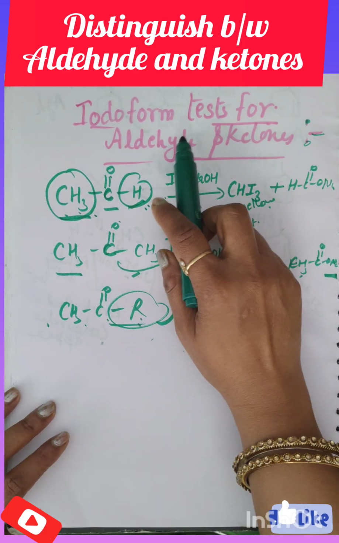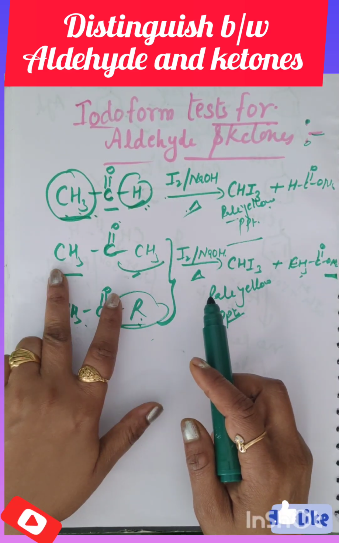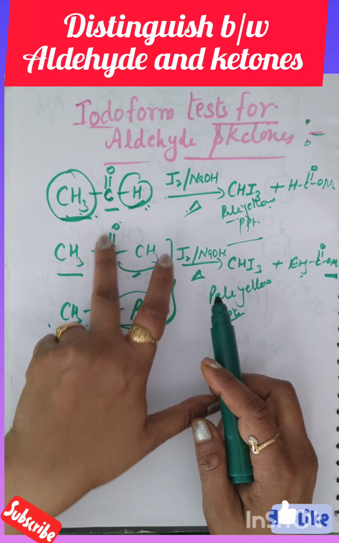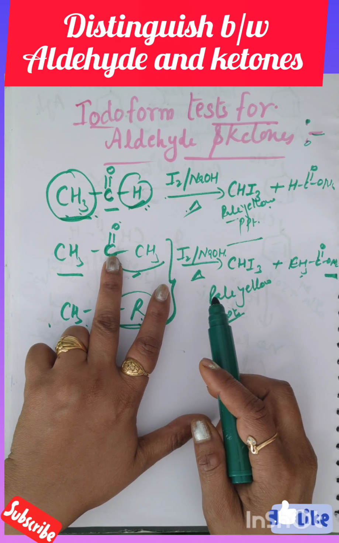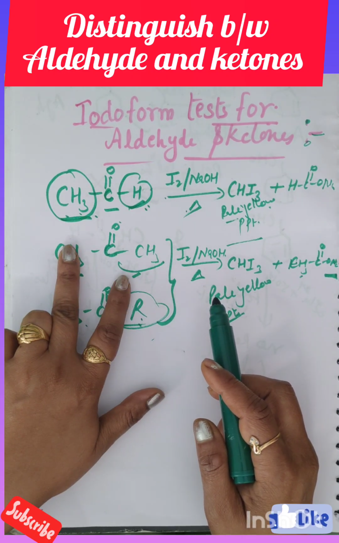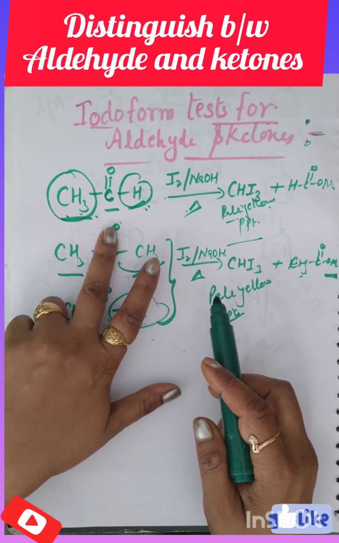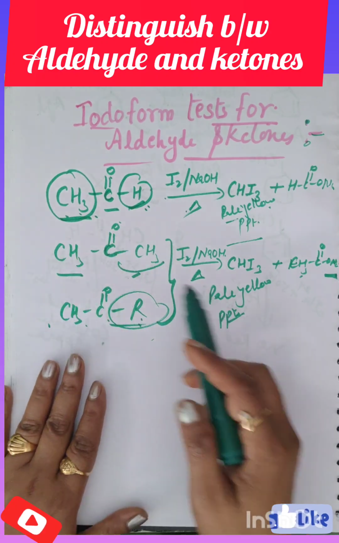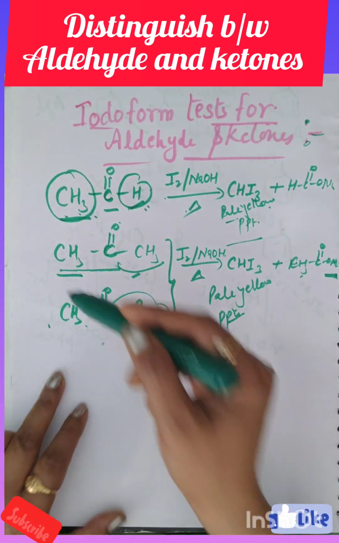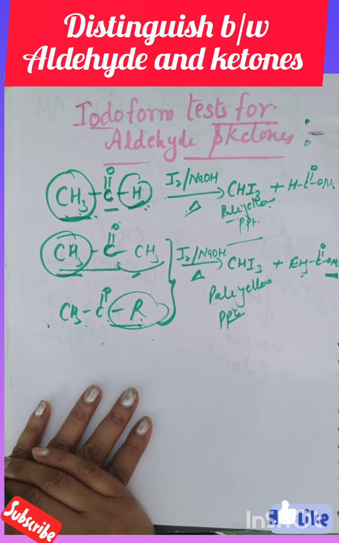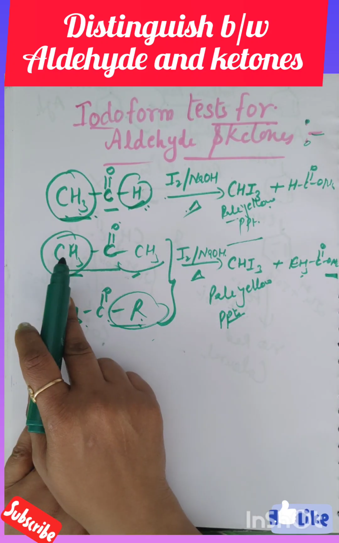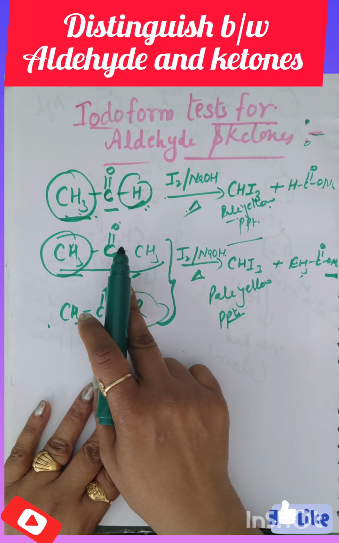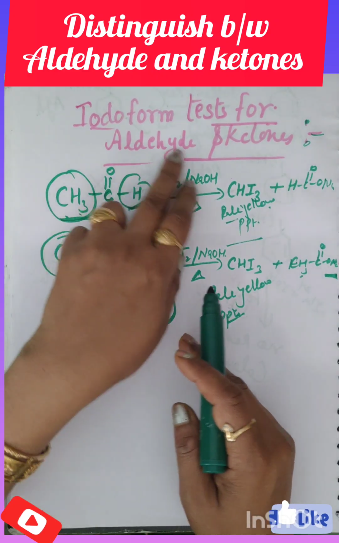So this is the iodoform test for aldehydes and ketones. The requirement is a terminal methyl group attached to the carbonyl carbon. Similarly in alcohols, a terminal methyl group with the carbon containing the hydroxyl group. In both the cases, methyl group's presence is necessary at the end of the chain with attached carbonyl. This is the iodoform test.